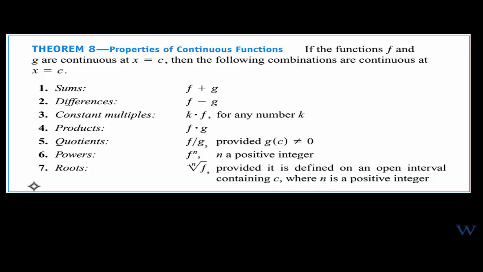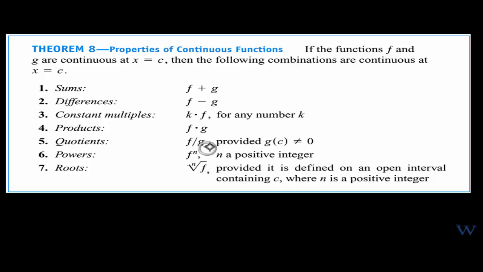Properties of continuous functions. If the functions f and g are both continuous at x equal to c, then the following combinations are also continuous at x equal to c. So if we add f and g, the sum is continuous, as are their difference and a constant multiple of a continuous function. If we take the product of two continuous functions, it is also continuous.